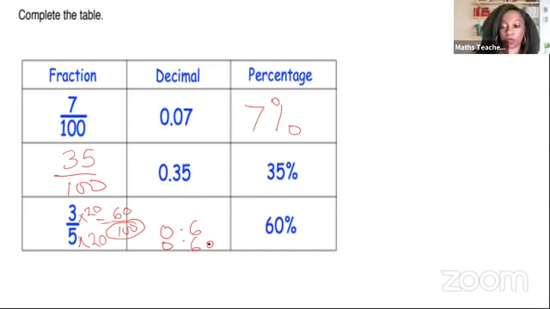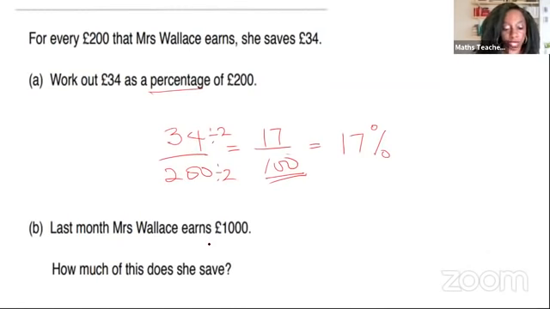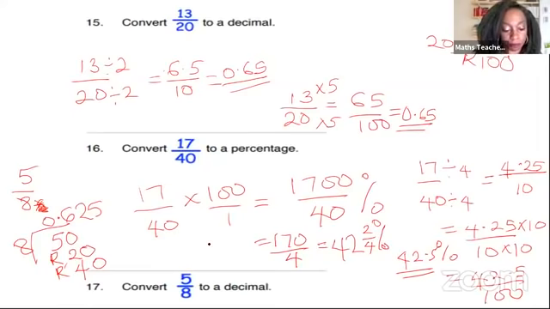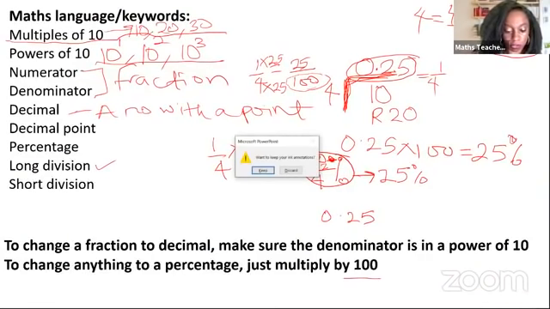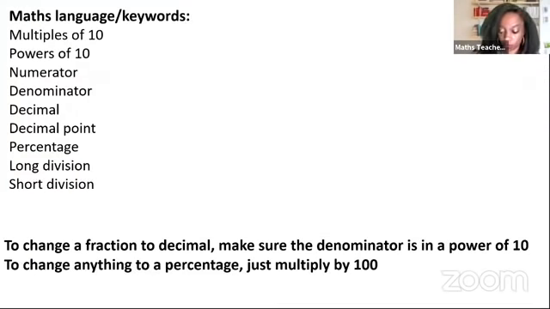So as a recap on what we have just talked about today, we have done the bits and pieces on these keywords or maths language. And I want us just to recap that. So we've talked about multiples of 10, which is your 10 times table. We've talked about powers of 10, which is like 10 to the power 1, 10 to the power 2, 10 to the power 3. So 10 to the power 3 will be 1,000.